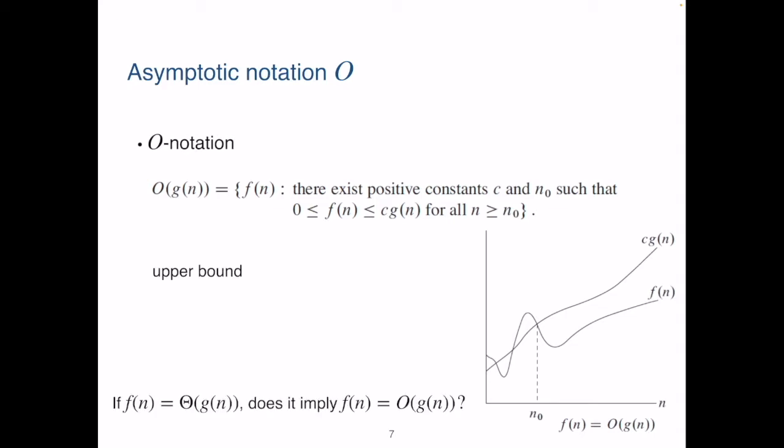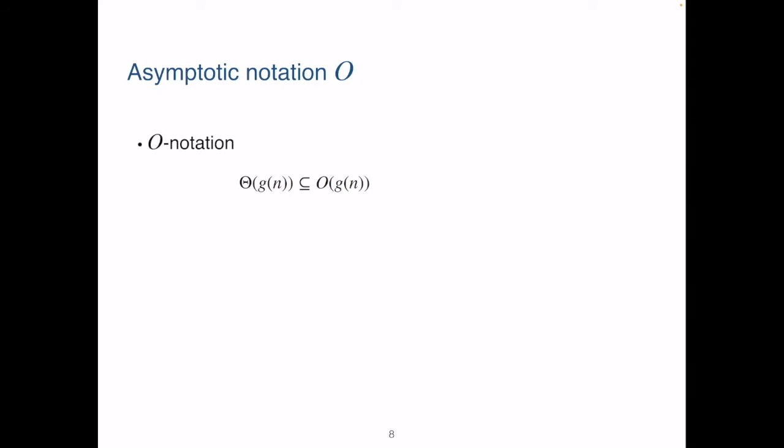Now this is my question. If we know f(n) belongs to theta g(n), does it automatically imply that f(n) belongs to big O of g(n)? The answer is yes. Theta is a stronger notation than O, since it provides both the upper and the lower bounds. Theta g(n) is a subset of big O g(n).